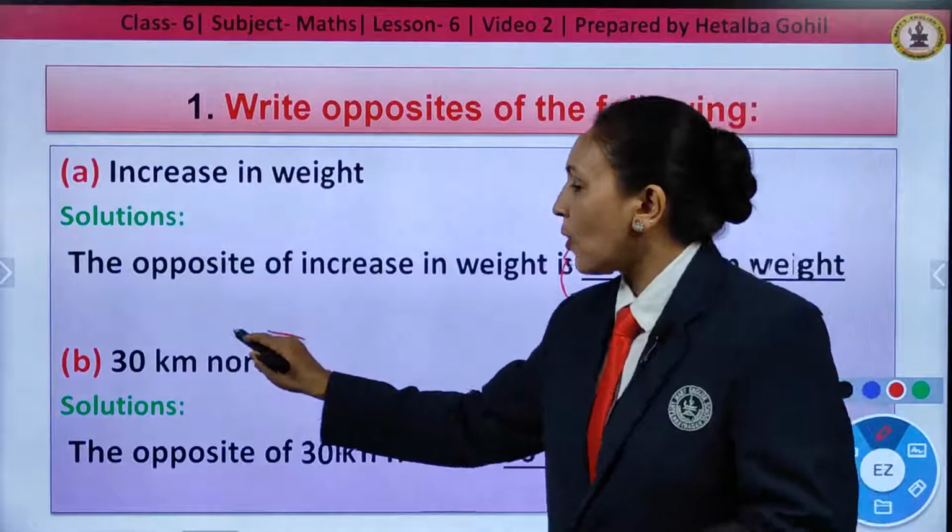Same way we will represent plus 8, children, as it is a positive integer. It will be on the right side of the number line. So we will mark the numbers from 0 to 8 on the right side, and moving 8 steps towards the right side, children, we will come to plus 8.